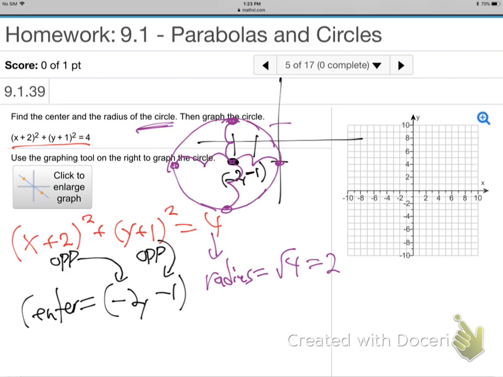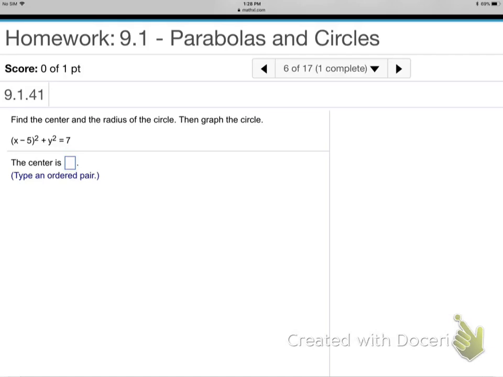Now, let me show you how to do it on the Math Excel grapher thing. Because on the final, it'll be multiple choice. These are questions on the final. It'll be multiple choice. You won't make your own circle. Okay, try that one. Can you read it? X minus 5 squared plus y squared is 7.